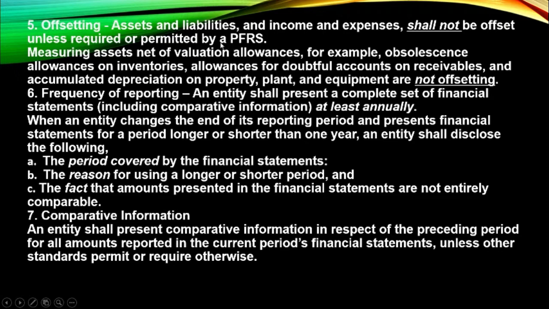So it means measuring assets net of valuation allowances. Examples: obsolescence allowances on inventories, allowances for doubtful accounts on receivables, and accumulated depreciation on PPE are not offsetting. So these examples are not offsetting because you are going to present them in the financial statement.